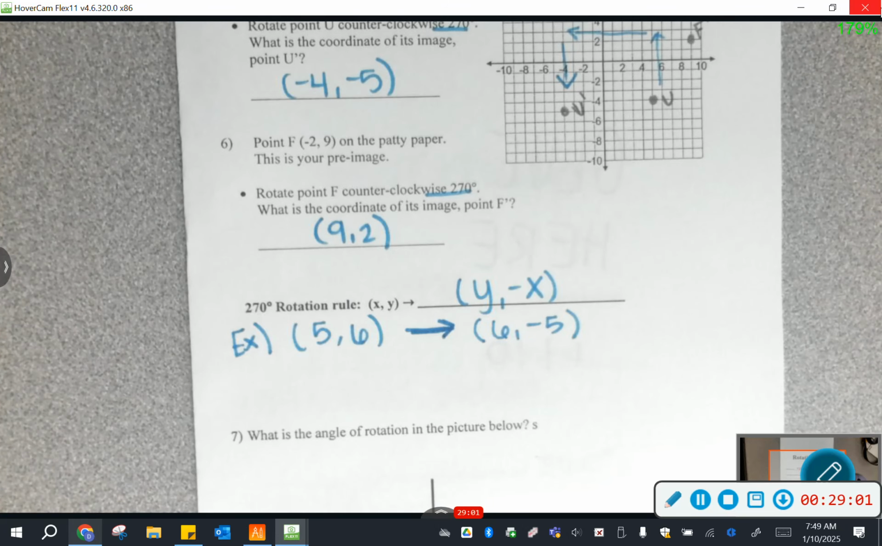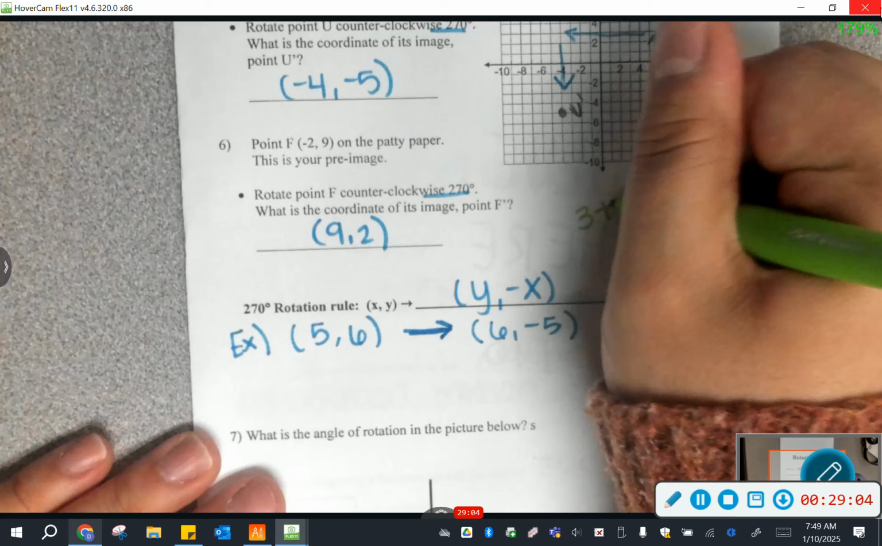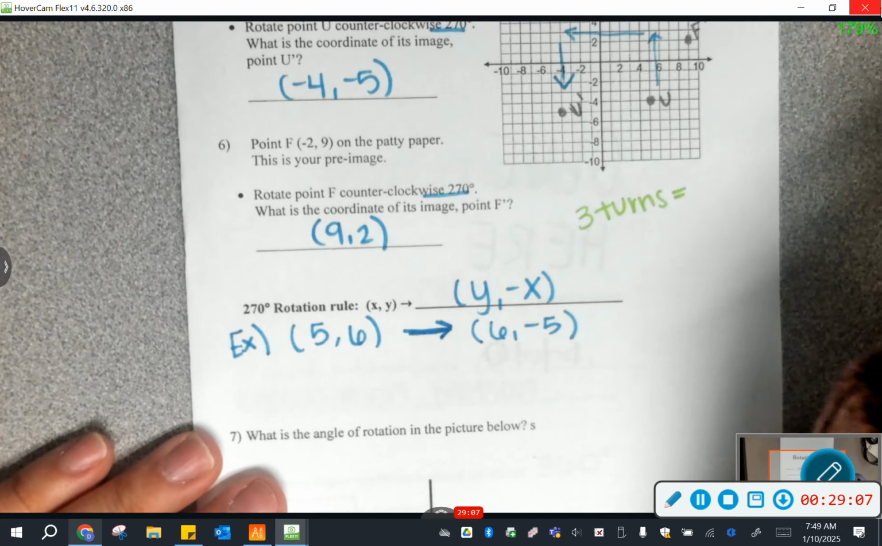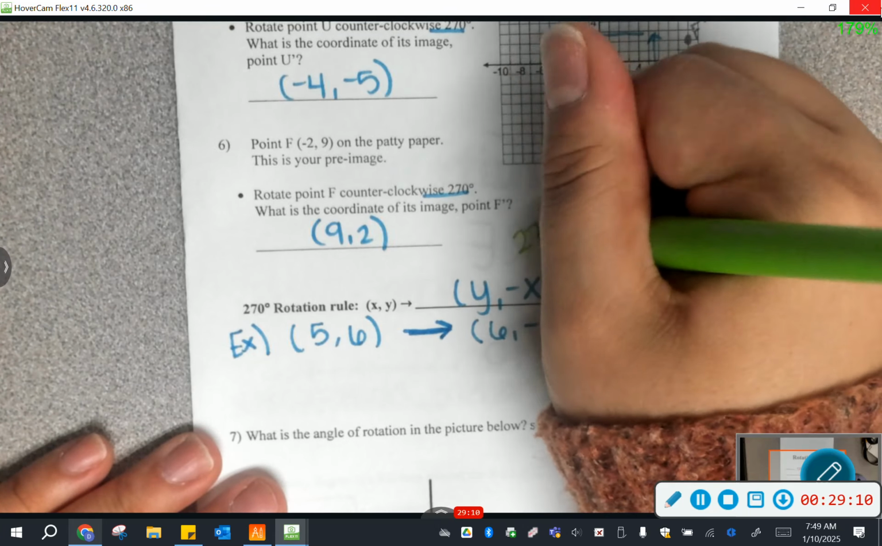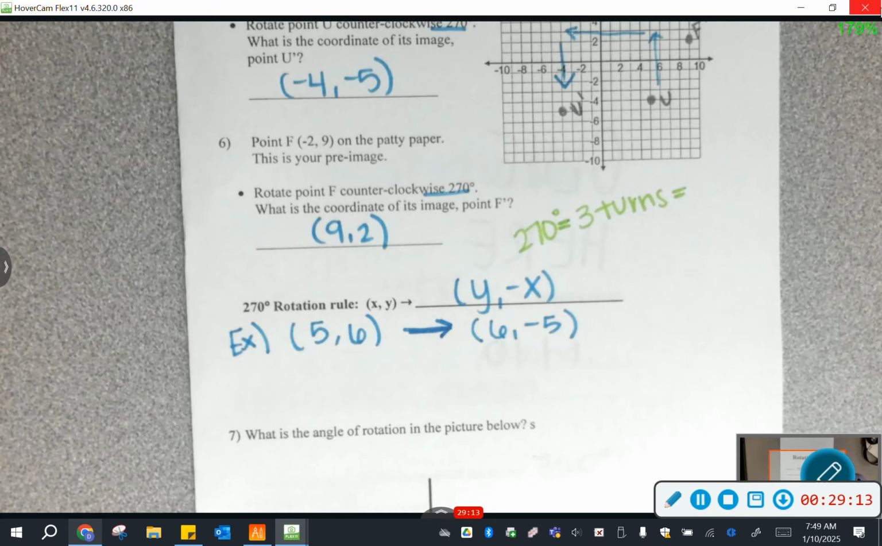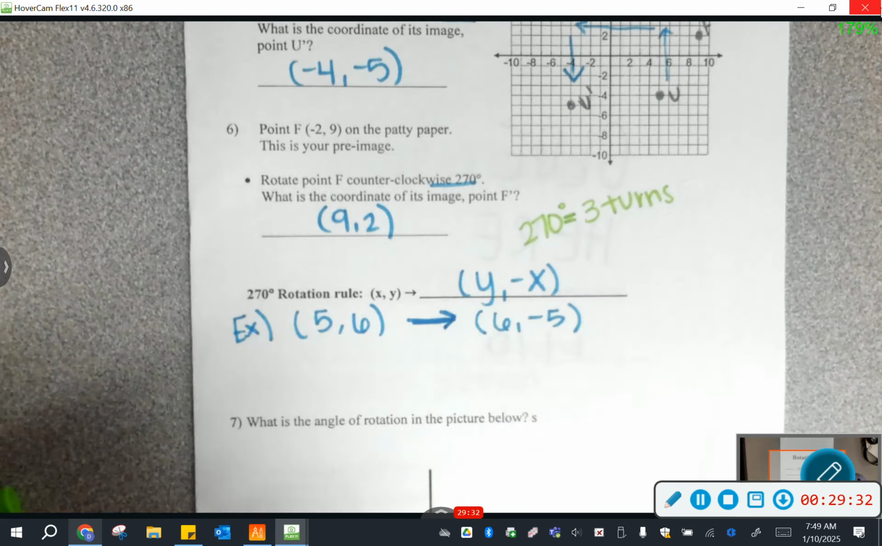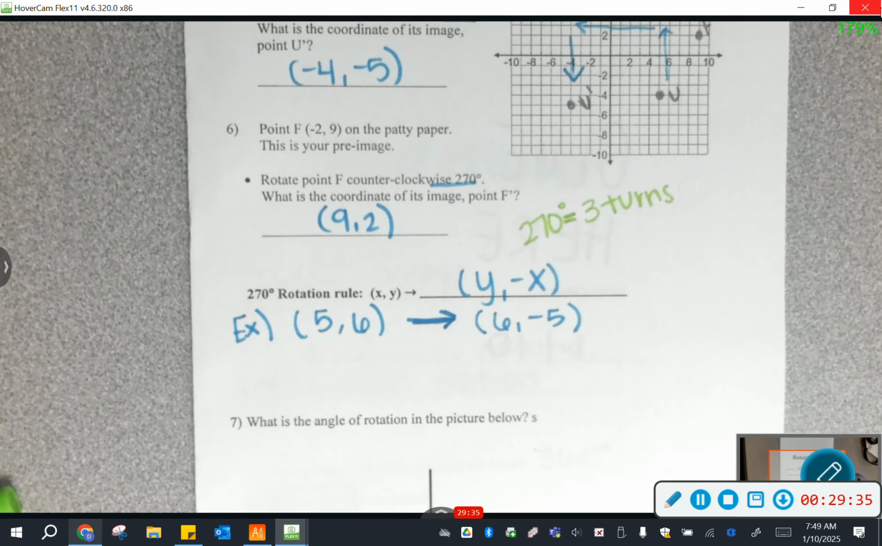And 3 turns equals, or 270 equals 3 turns. Write that part down, please. 270 equals 3 turns. Where is my whiteout? I'm going to need that. Oh, here it is. 270 is 3 turns. And then obviously 4 turns is what? 360. And we're not going to really ask a lot of questions about 360 because it would just be the same point.